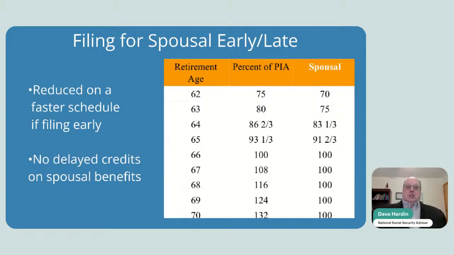In the example we just did, John's $2,000 at full retirement age, Jane gets half. She gets $1,000, but at 62, she gets 70% of half, or $700, not $1,000.